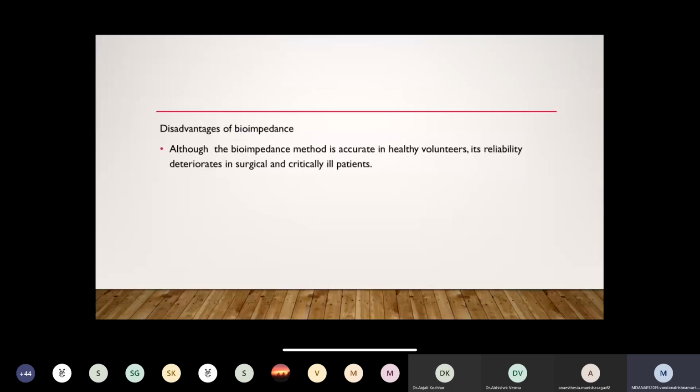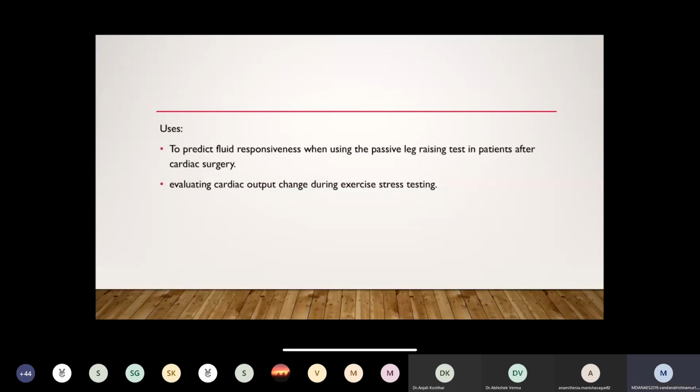Bioreactance. It measures the amplitude change of the received signal, and also its phase shift compared to the applied electrical signal. It utilizes 4 dual electrode patches, placed 2 on each side of the body. Compared to the standard bioimpedance method, the bioreactance method shows somewhat better agreement with traditional cardiac output calculations. It is used to predict fluid responsiveness using the passive leg raising test in patients after cardiac surgery, and for evaluating cardiac output changes during exercise stress testing.